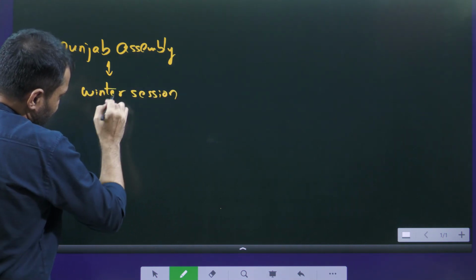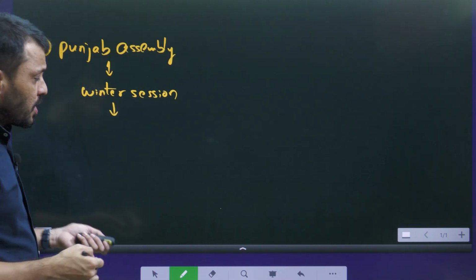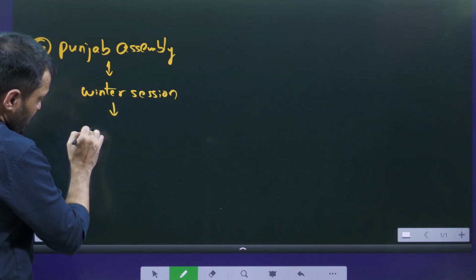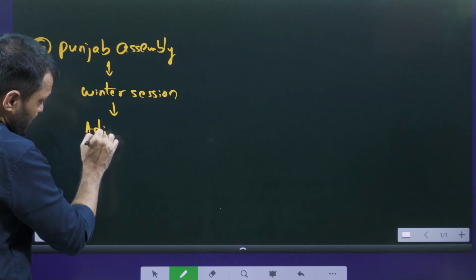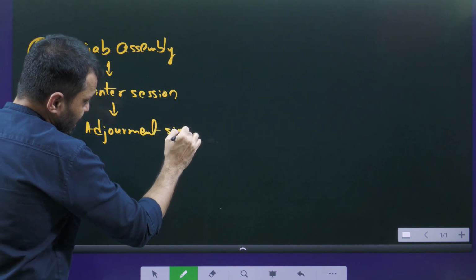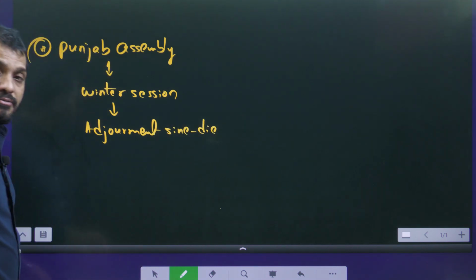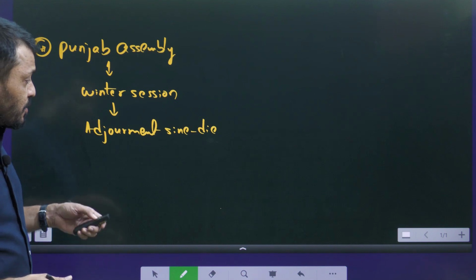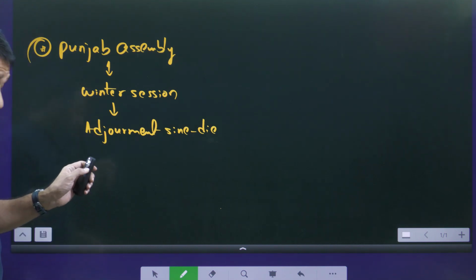You know, this winter session was never prorogued. It was only adjourned sine die. Adjournment sine die means postponement without any further date, that means indefinite postponement. Adjournment sine die was done.